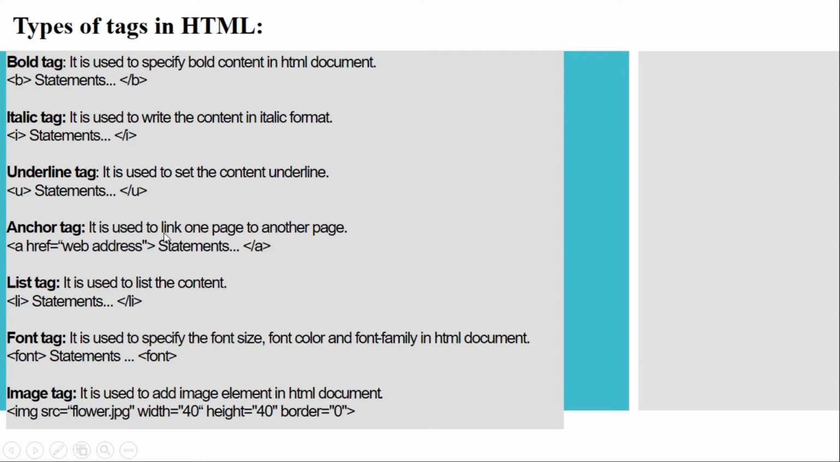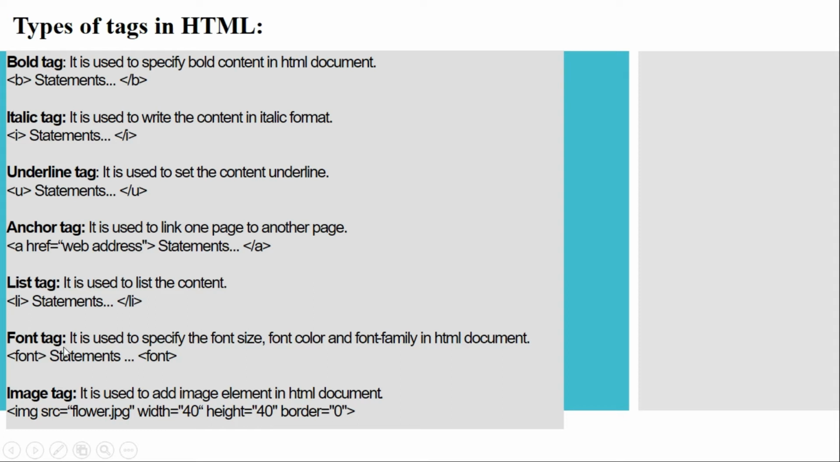Anchor tag. It is used to link one page to another. That means if you have created two or more web pages, then by using this tag you can join all the pages to make a website. List tag. It is used to list the content. That means in number 1 you have given some element, in number 2 you have given some other option.